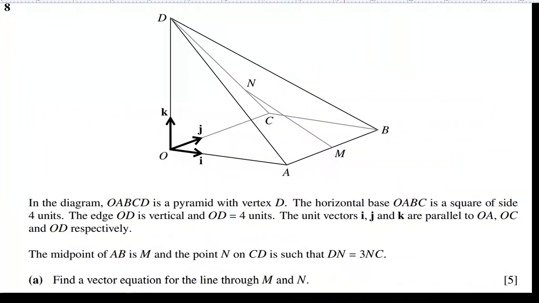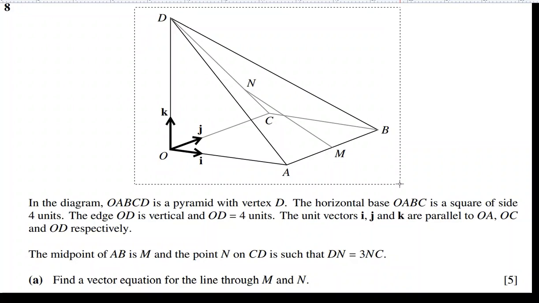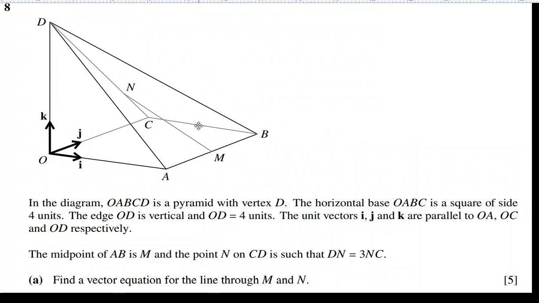We got them. Question 8 looks dangerous and complicated, but if we keep our cool, I think we can do it very easily. So let's shift the drawing to some other side and do it here. In the diagram OABCD is a pyramid. We can see that with vertex at D. All right, the horizontal base OABC is a square of side 4 units. So keep in mind, this is 4, this is 4, this is 4, and this is 4 units. Okay, units means 4i, 4j, 4k, those kind of units. Okay, if we want to talk in terms of vectors.